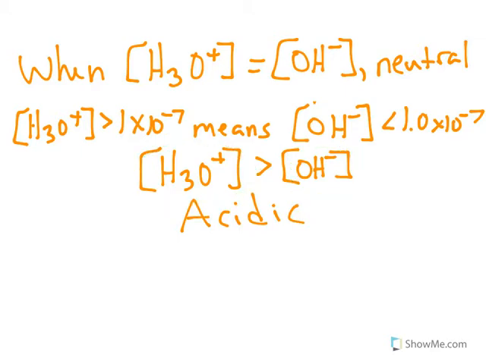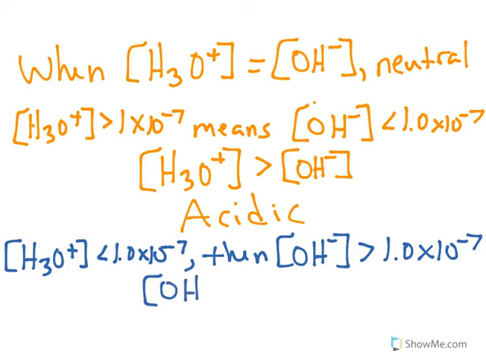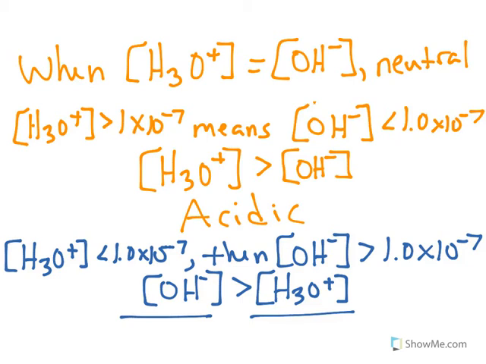The opposite is exactly true as well. If your H3O plus is less than 1.0 times 10 to the negative 7th, then your OH must be greater than 1.0 times 10 to the negative 7th, which means your OH concentration will be greater than your H3O plus concentration. And again, you have more basic component than you do acidic component, so it makes good sense that you're dealing then with a basic solution.